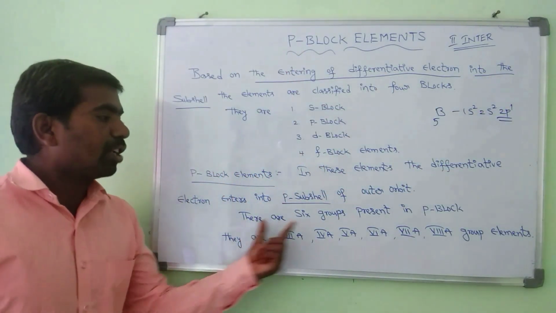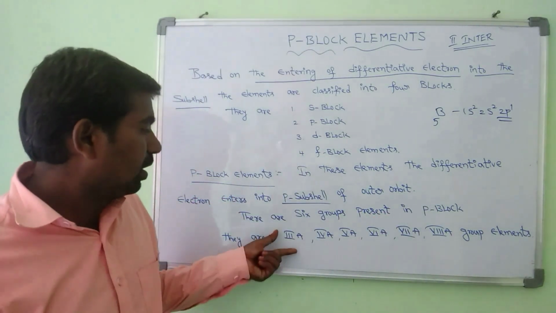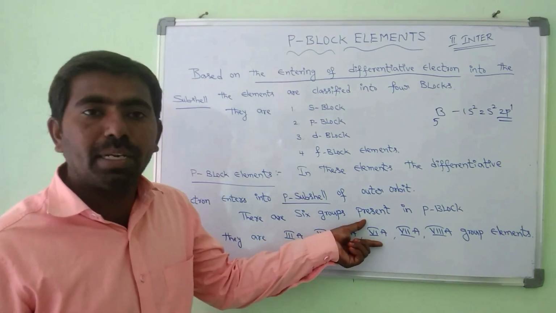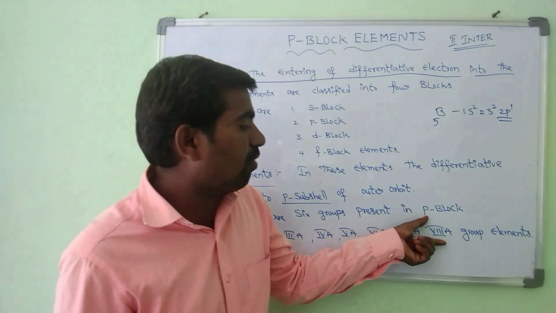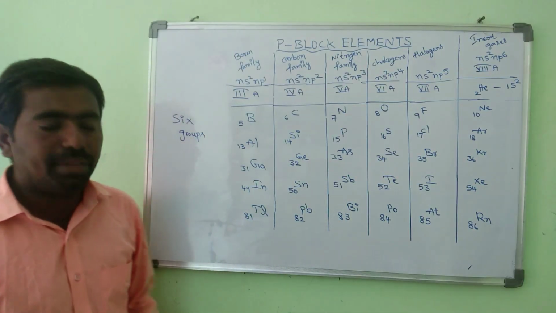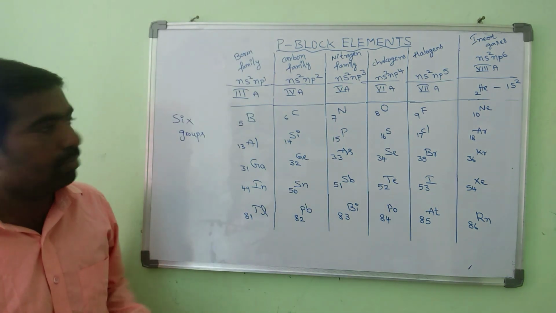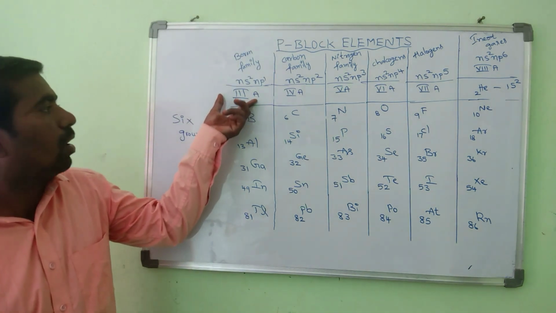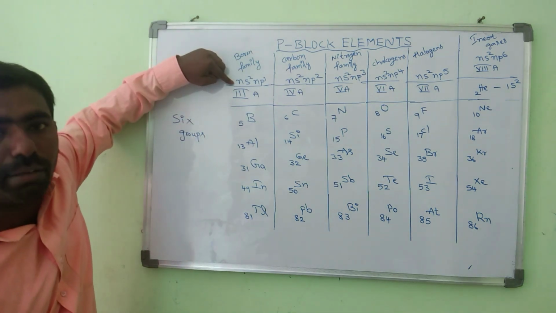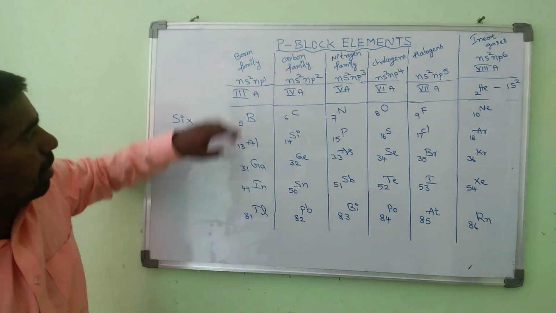And there are 6 groups present in the P block. Those 6 groups are 3rd A, 4th A, 5th A, 6th A, 7th A, and finally 8th A or 0 group elements. The 3rd A group is also called the boron family. Outer electronic configuration is ns2np1. Elements: boron, aluminium, gallium, indium and thallium.